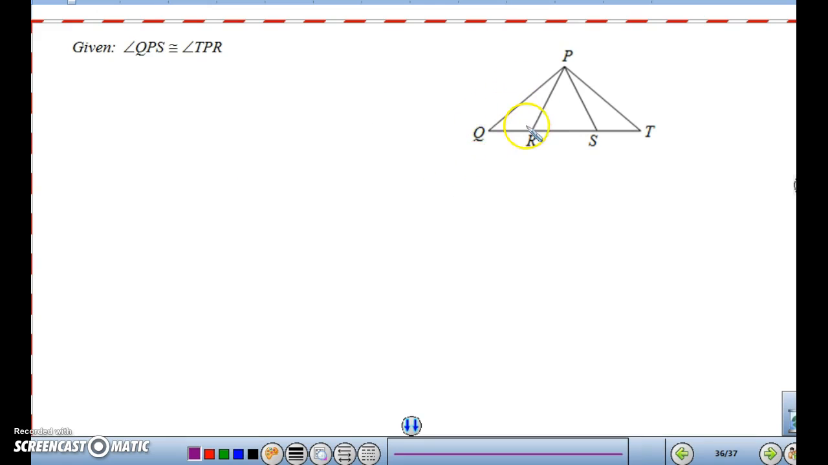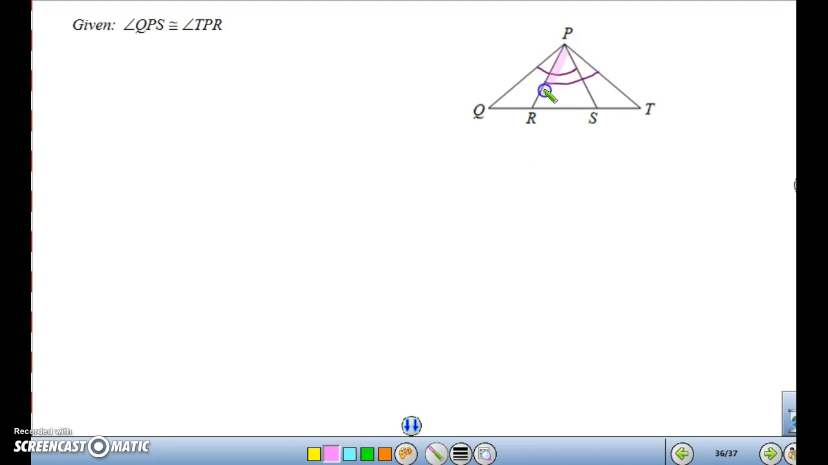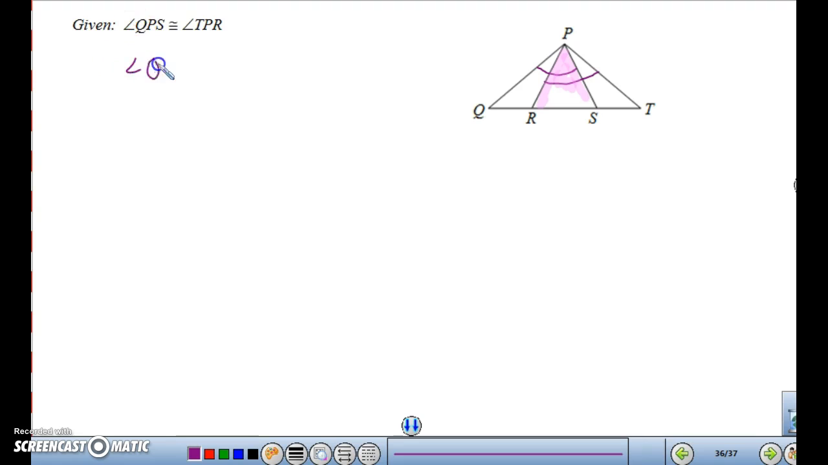We have angle QPS is congruent to angle TPR. Now again, if we're subtracting, we want to take out another piece that is equal in both of those. If you look at where these overlap, you can see that that angle right there is where they overlap. That is angle RPS. So we can use angle RPS as our reflexive to do that.